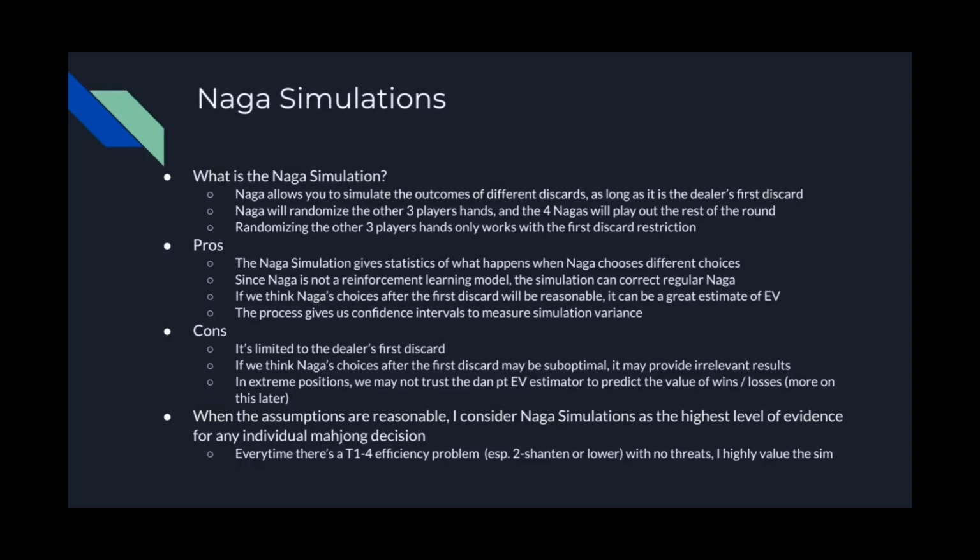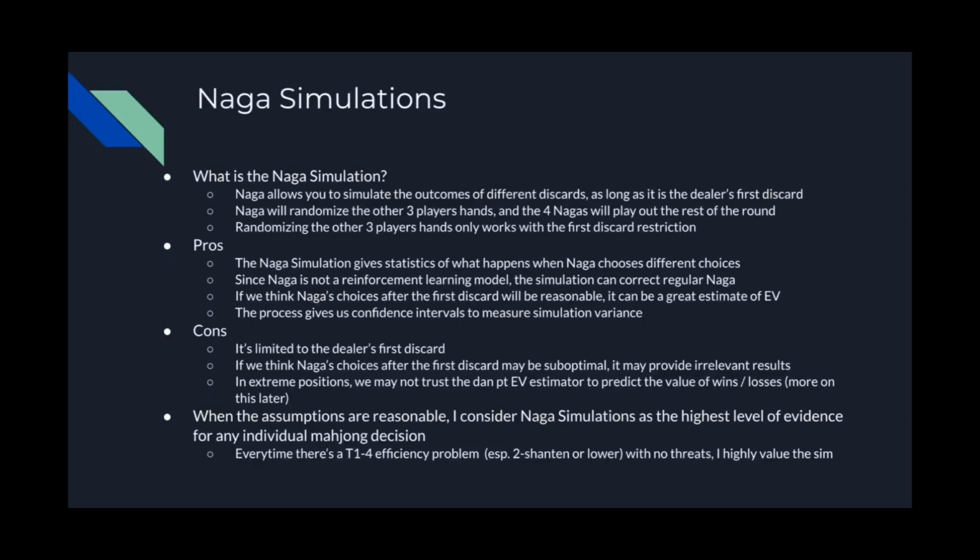So that's why the restriction is there. The pros: the Naga Sim gives statistics of what happens when Naga chooses different choices. Since Naga is not a reinforcement learning model, the simulation can correct regular Naga. As a reminder, Naga copies people. It doesn't play against itself and learn, which is kind of what the simulation does. If we think Naga's choices after the first discard are reasonable, it can be a great estimate of EV. And it gives us confidence intervals, and we can measure the variance of the simulation.